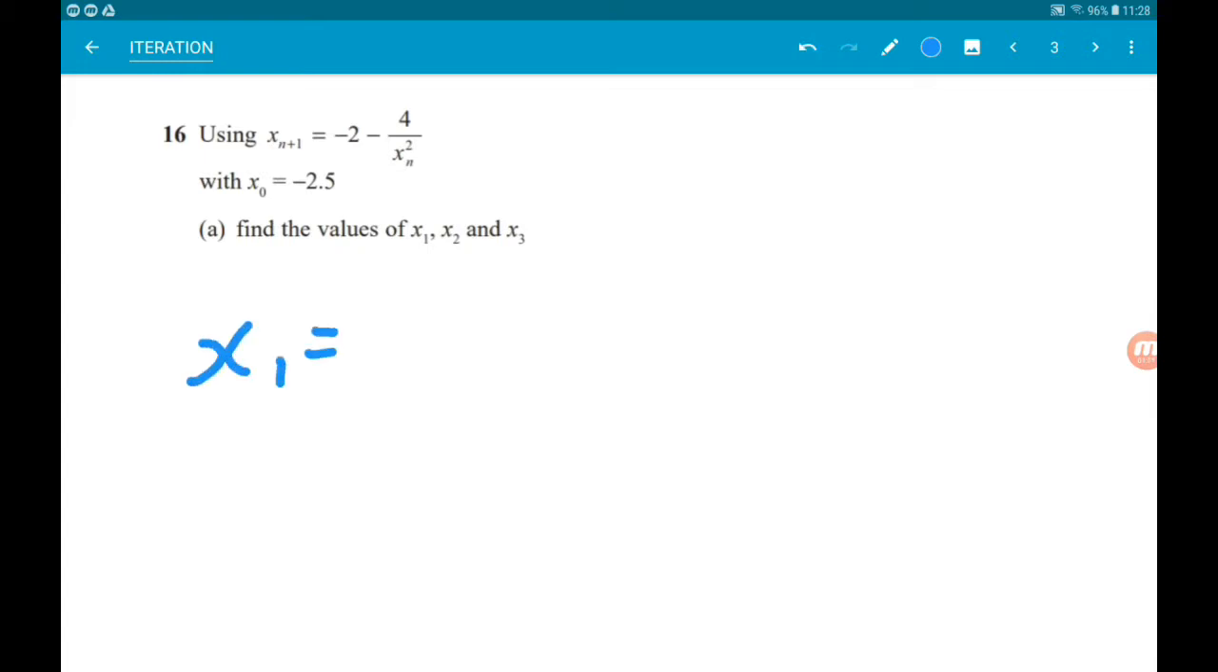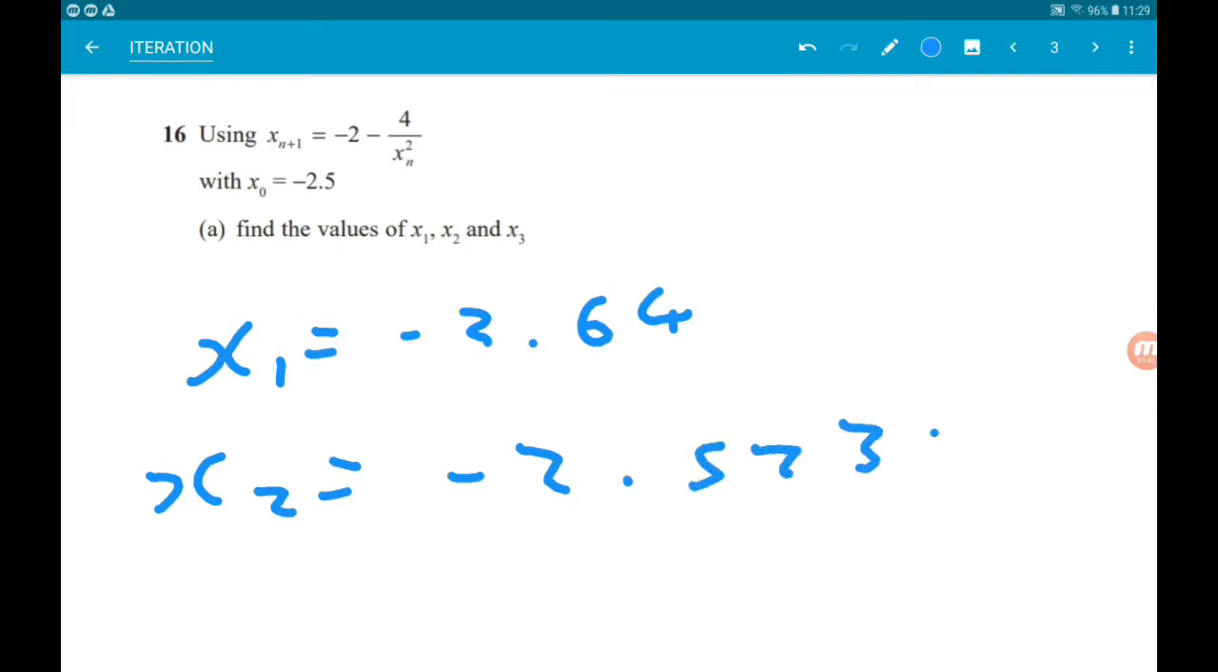we should get minus 2.64. Press equals again. x2 is, if we go to 4 decimal places, minus 2.5739. And press equals again for x3, and we should get minus 2.6038.